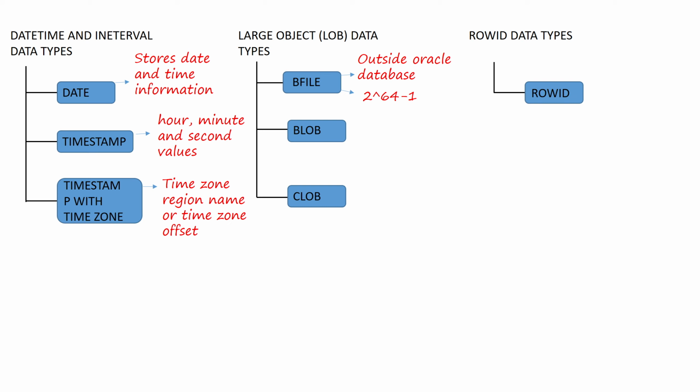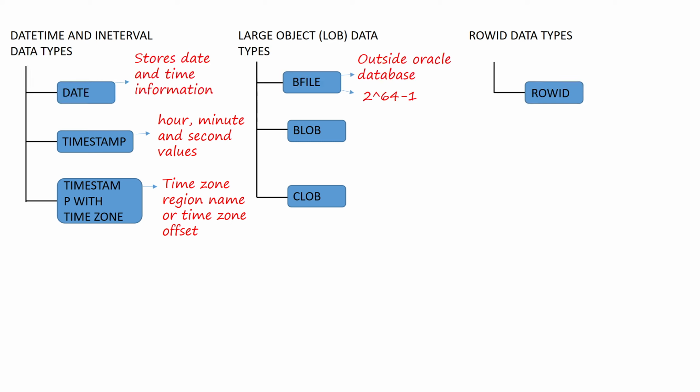The next data type is the row ID data type, and row ID data types are queried by using pseudo columns. Each row in the database has different values and the row ID values are stored in base 64 values, and those values contain capital A to capital Z or small a to small z, and can have numbers from 0 to 9.